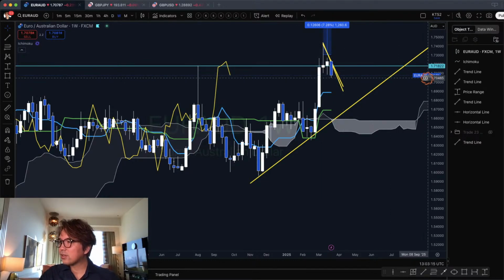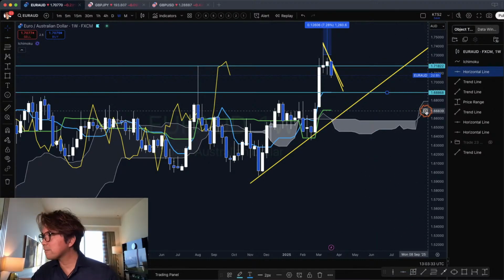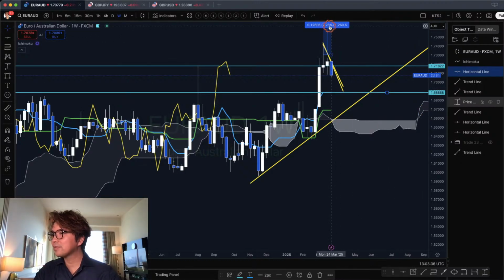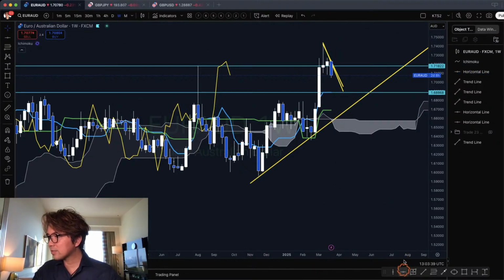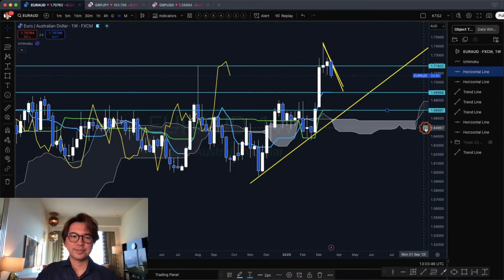Yes, the resistance on the 1.718 area has been quite strong. So looks like it's going down. In this case, Tenkan Sen and Kijun Sen on the weekly are going to be the target. So I draw two lines, one on the weekly Tenkan Sen, which is 1.6886 level, and second is on the Kijun Sen, which is 1.6689. So these are the potential targets on Euro AUD.